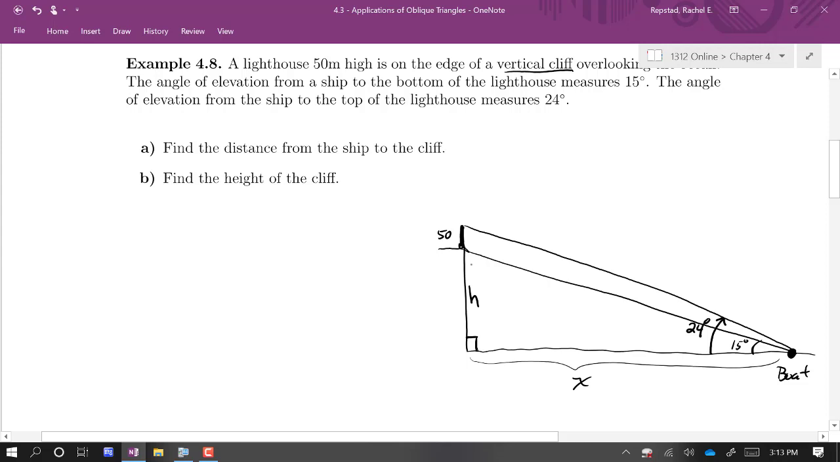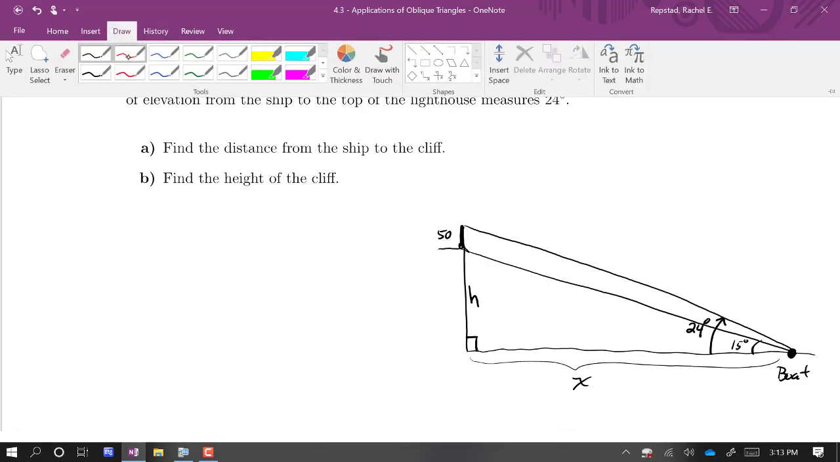But neither of the right triangles has enough information for us to solve. So we need to pick another triangle here to figure out some information. And I feel like we're not going to be able to get H or X first. I think we're going to have to find some intermediate value.